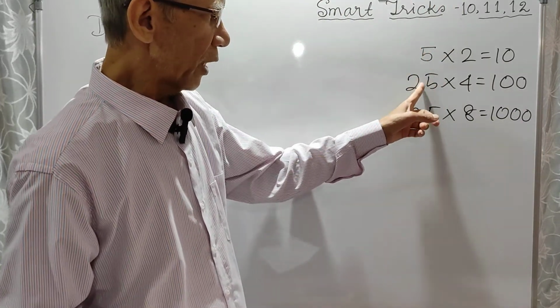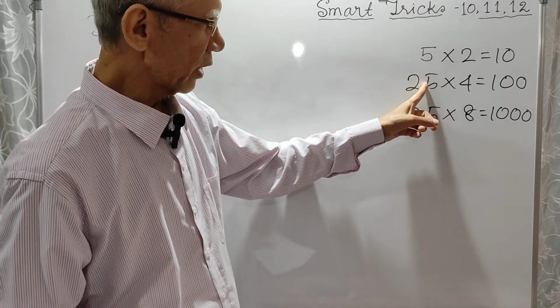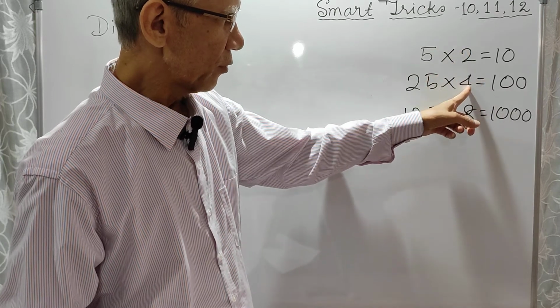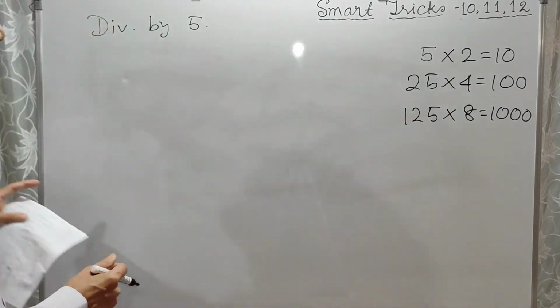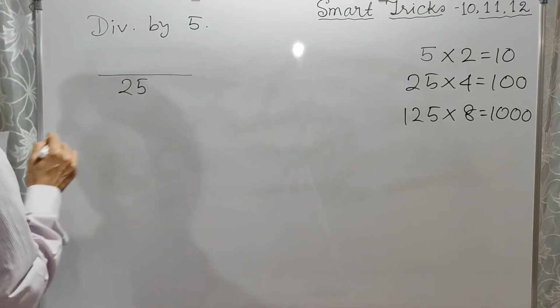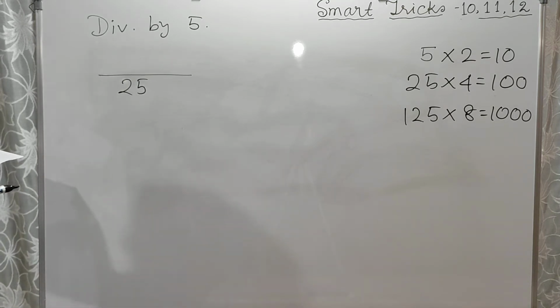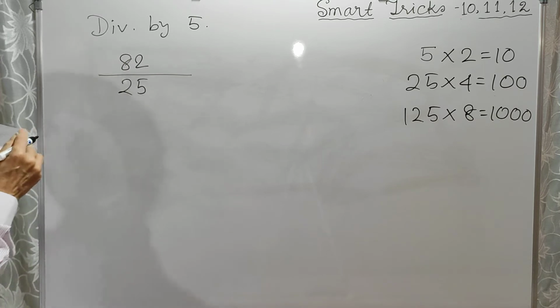So 5 square, 5 cube. This is 5 square is 25, 5 cube is 125. So multiply by 2, then 2 square 4, 2 cube 8. All right. Now let us see one number divided by 25. Suppose this one, dividing by 25. Suppose 82 by 25.